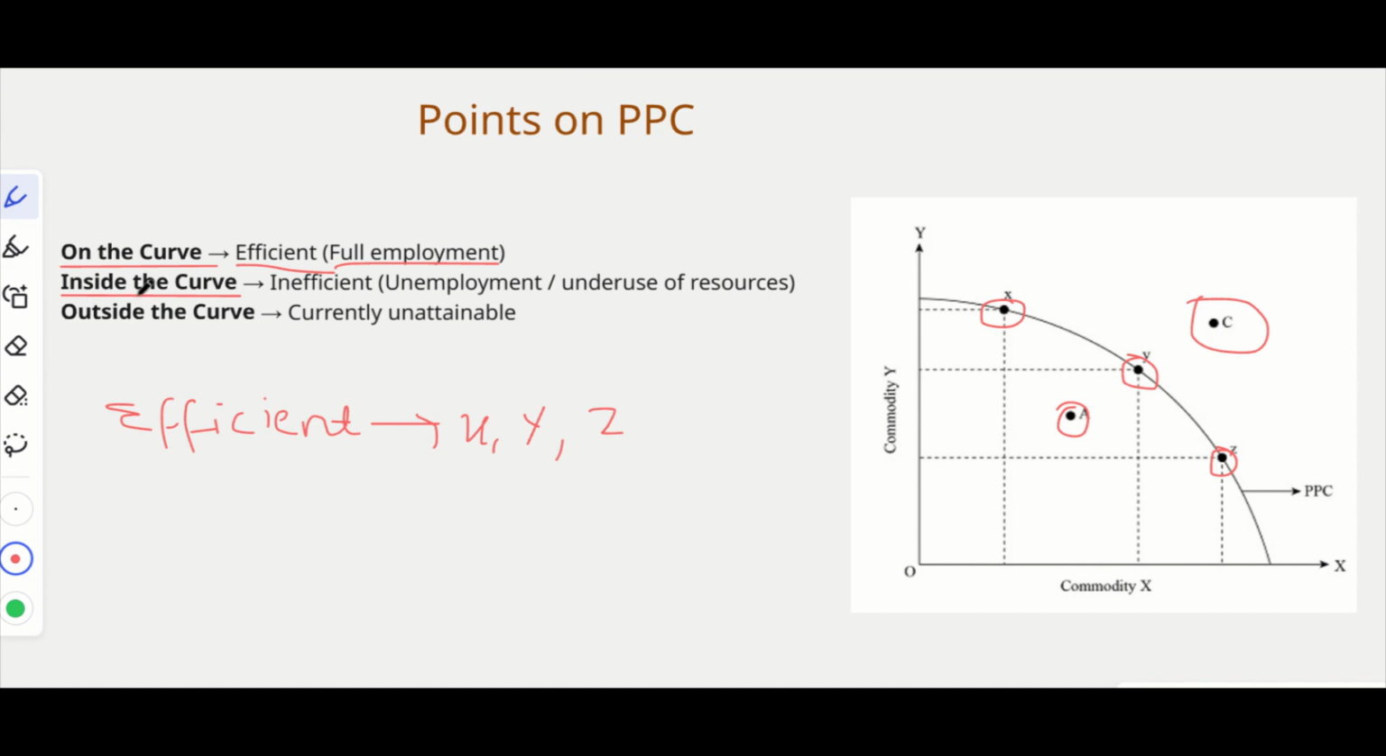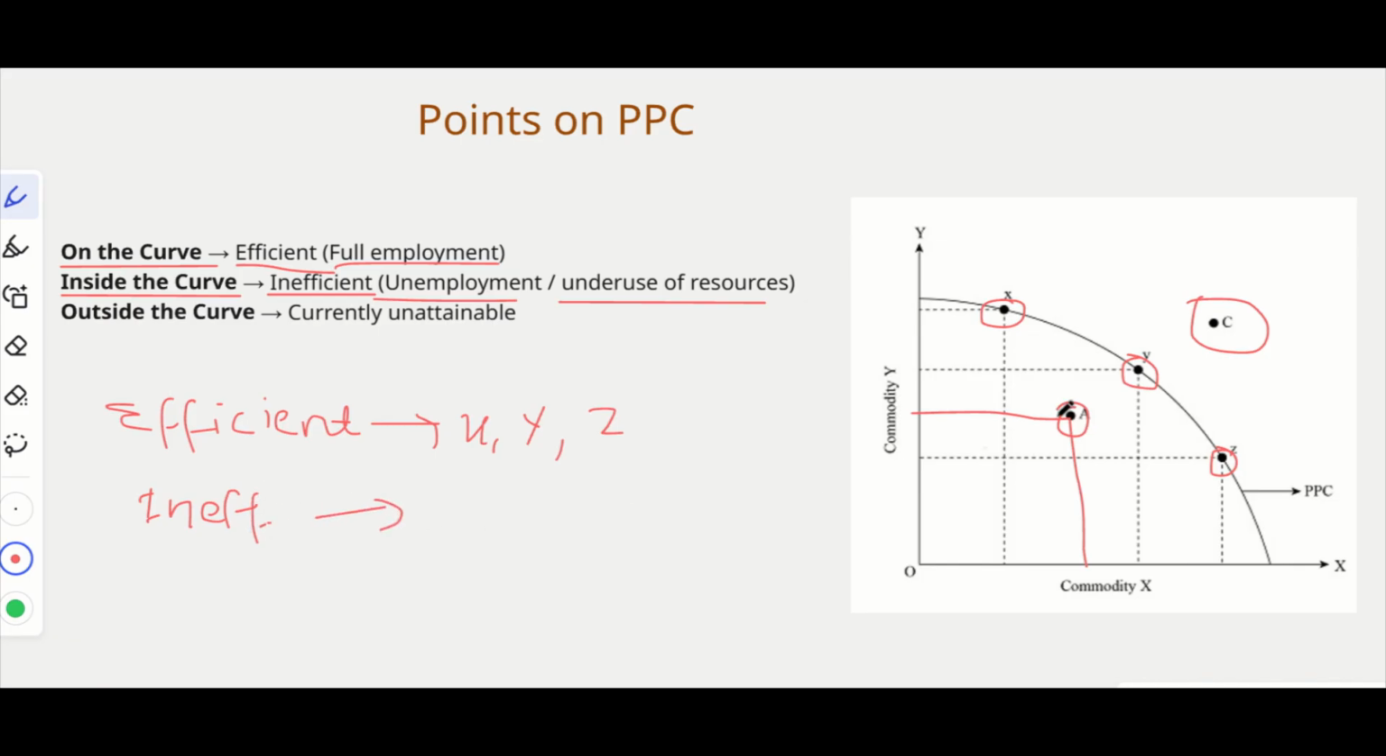And if it is inside the curve, it is inefficient. So we are not properly utilizing the available resources. See, this is how the graph will look. A lot of resources are wasted. It can be due to unemployment or underuse of resources.